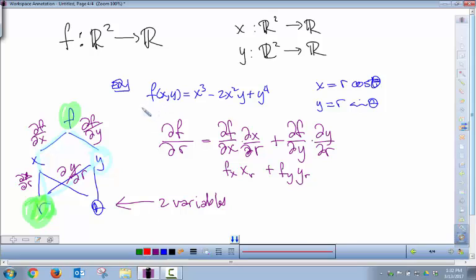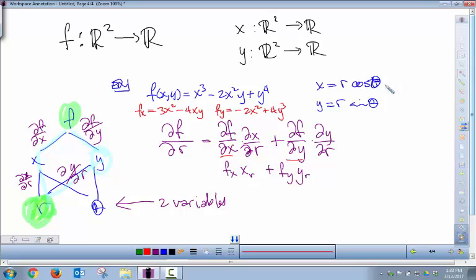So Fx, the derivative of this with respect to x, this looks like it's going to be 3x squared minus 4xy plus 0. Fy is 0, 2x squared plus 4y cubed. All right? So those are the two components.